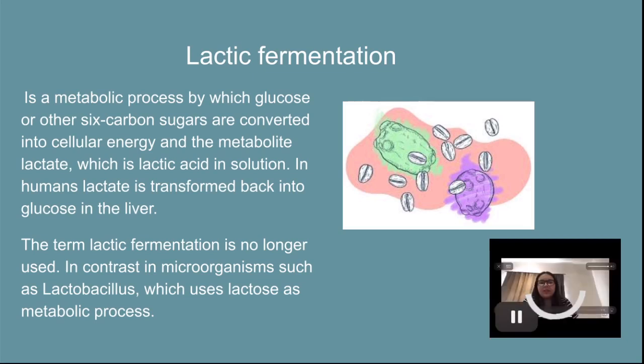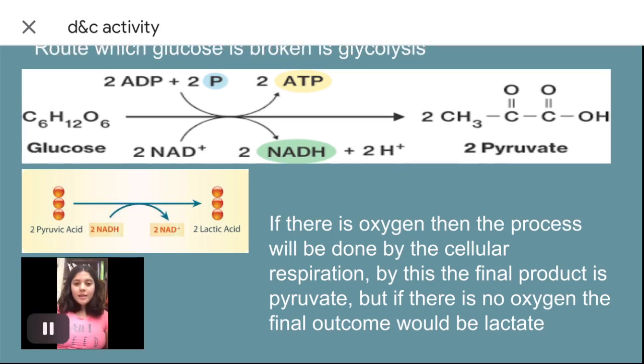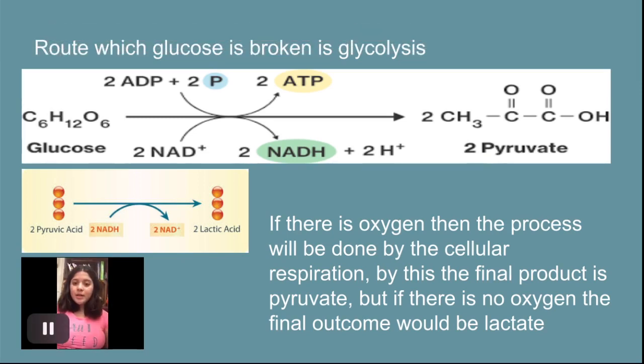Fermentation. The route by which glucose is broken down is called glycolysis. If there is oxygen, then the process will be done by the cellular respiration. By this, the final product is pyruvate, but if there is no oxygen, the final outcome will be lactate.